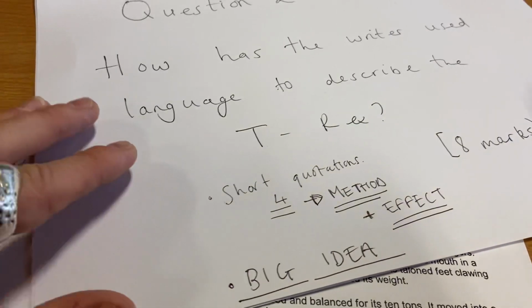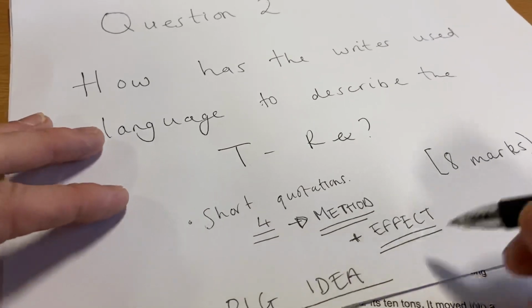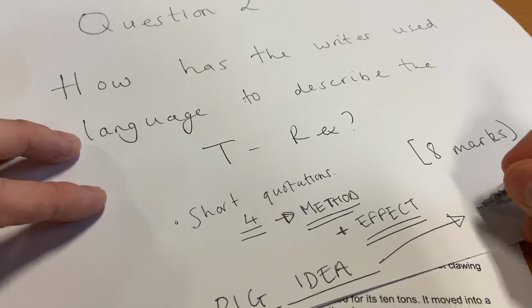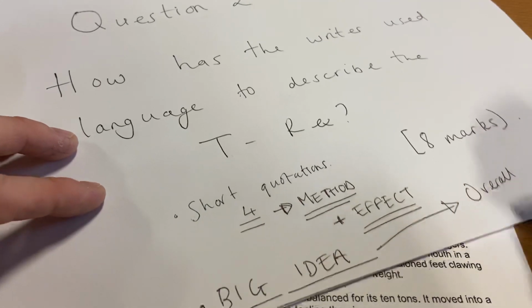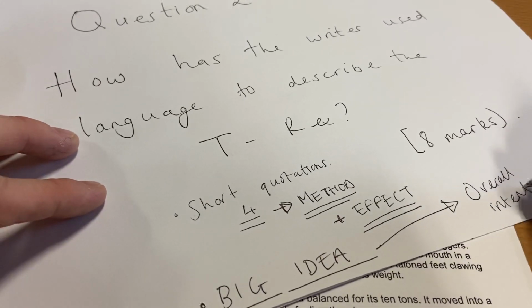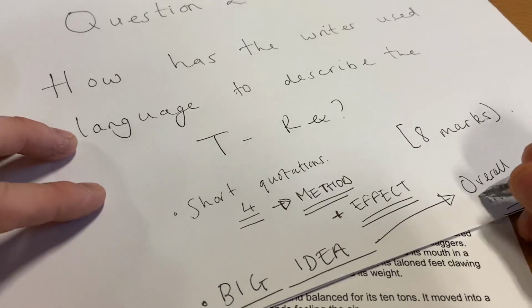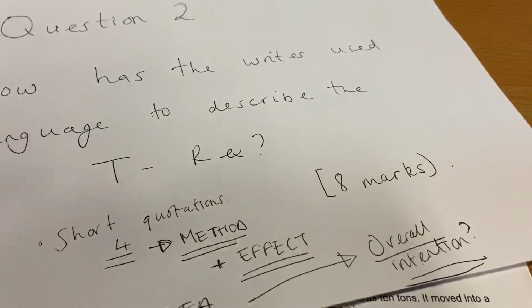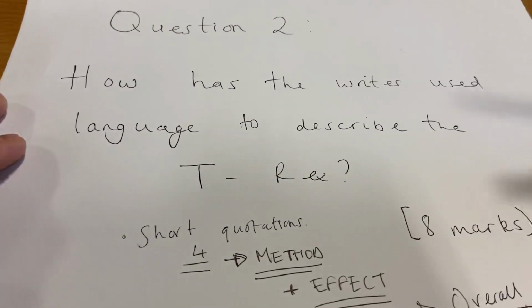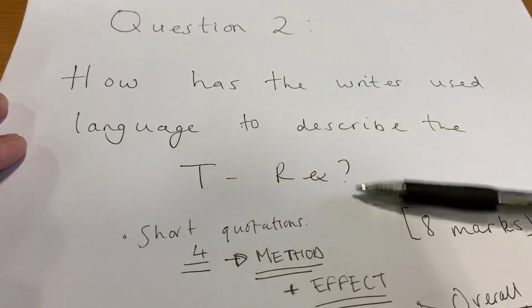What you're going to need to do with that big idea is think about what is the overall intention of the writer. What is the overall intention? What are they trying to do? As you can see here, the question is saying, how has the writer used language to describe the T-Rex?